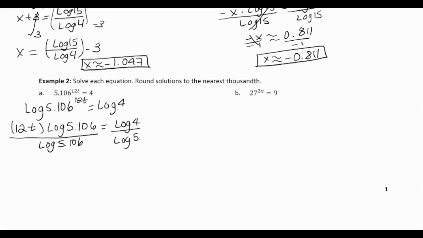This cancels. So we have 12t equals log of 4 over the log of 5.106. And then 12 and t are multiplying. That means we're going to divide both sides by 12. So we divide both sides by 12.